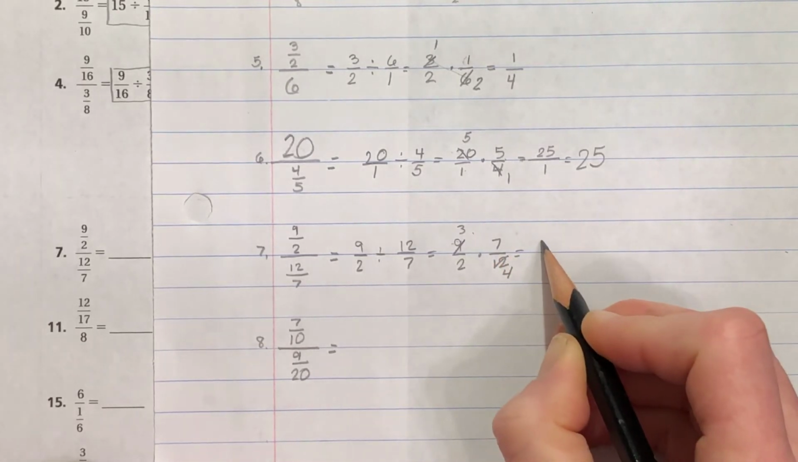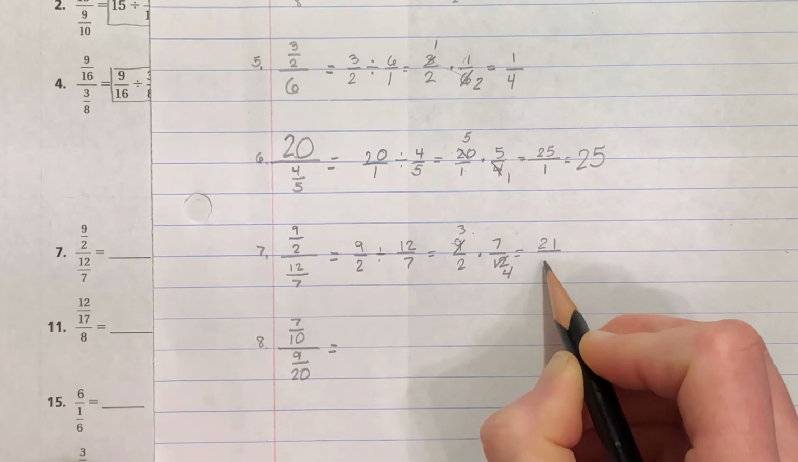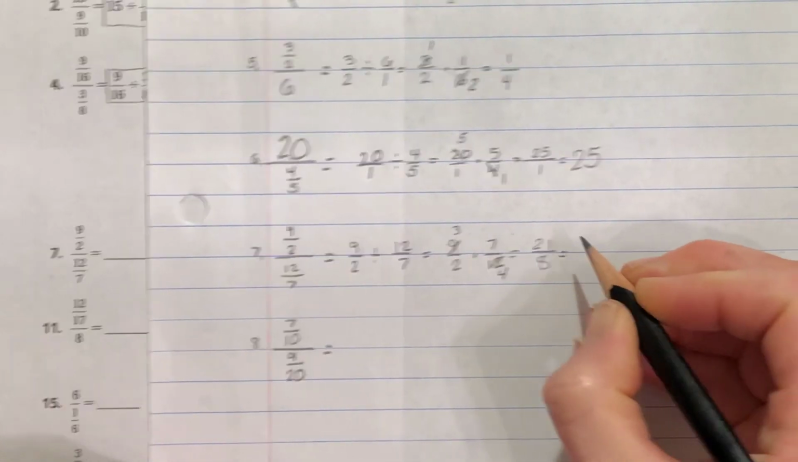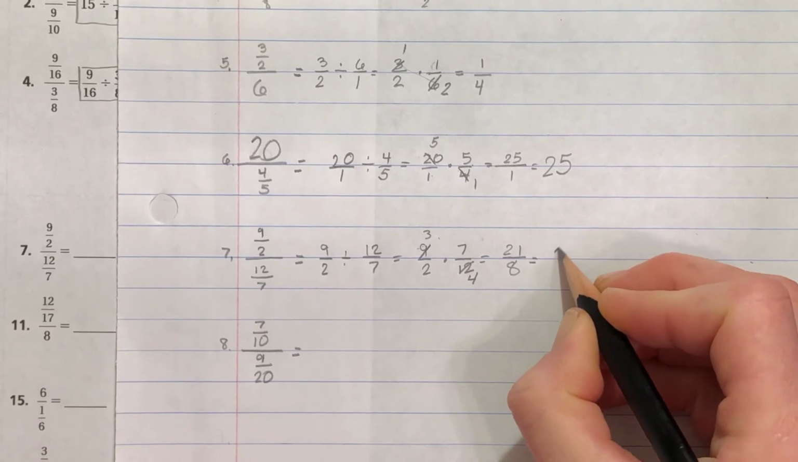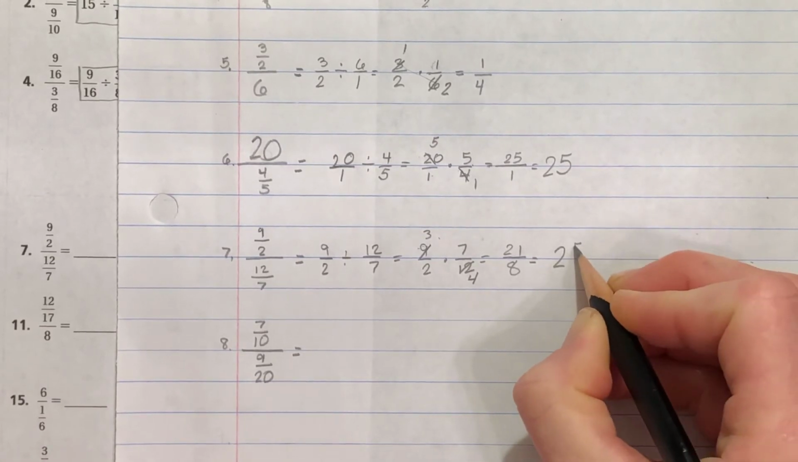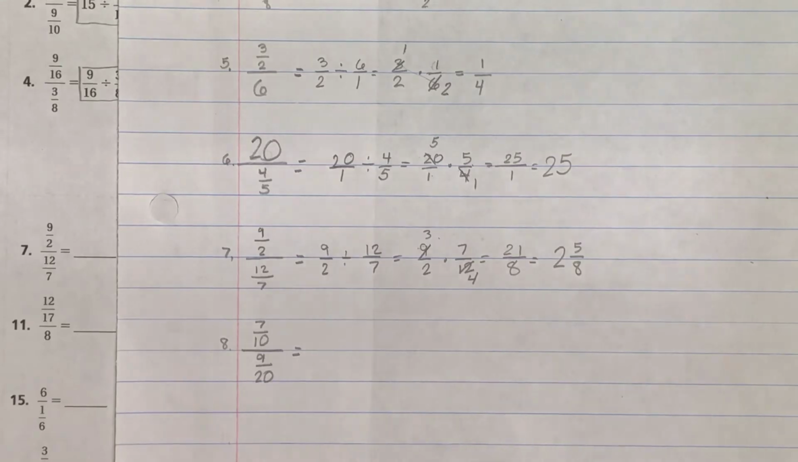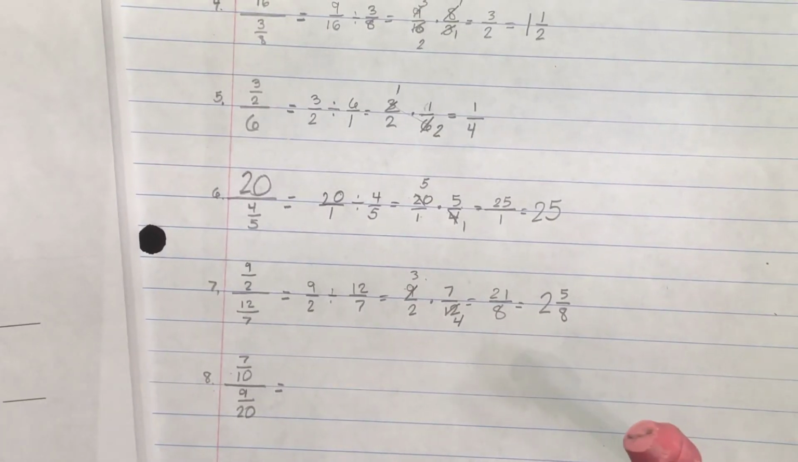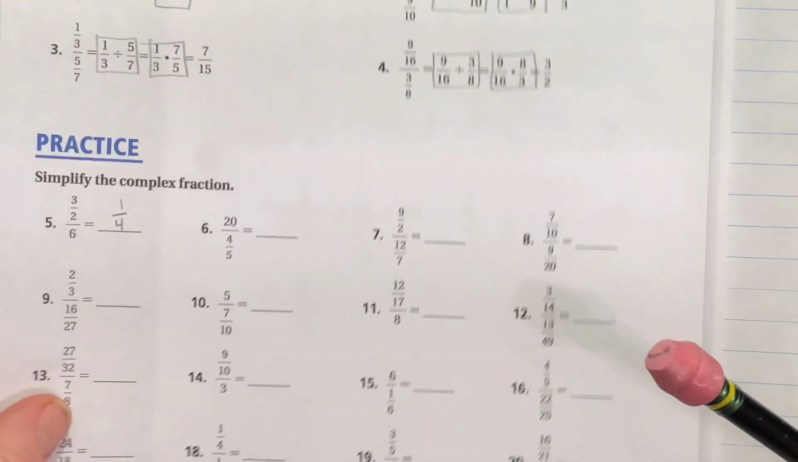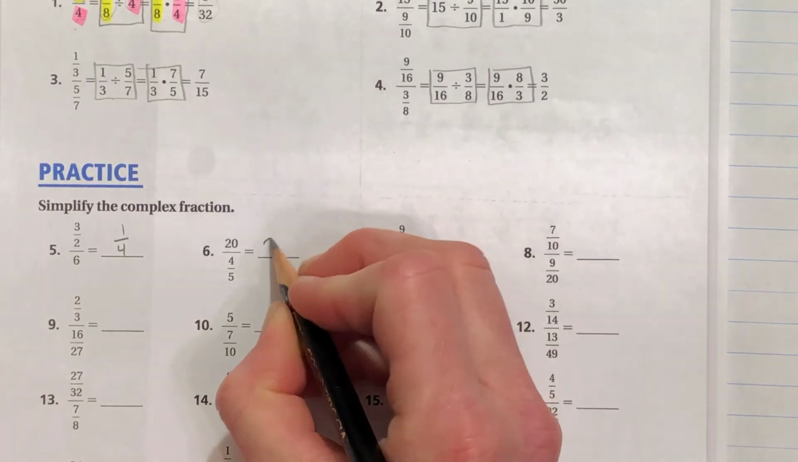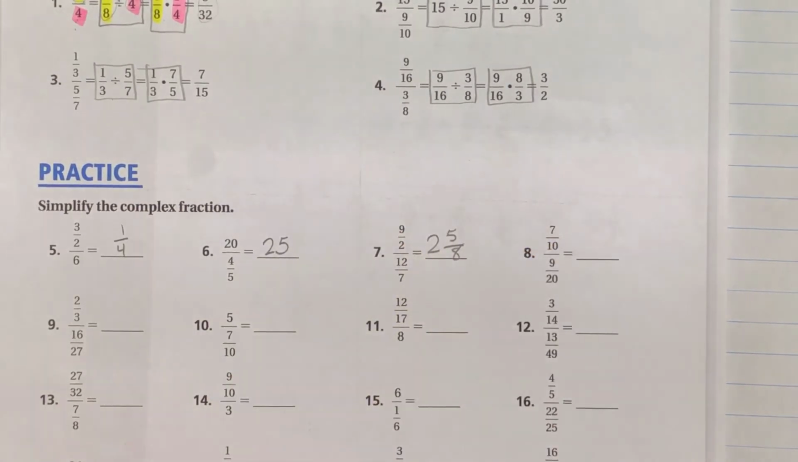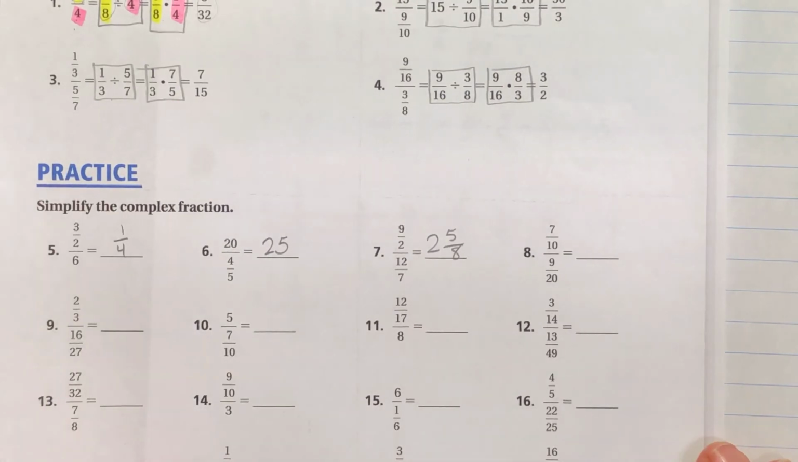3 times 7 is 21. 2 times 4 is 8. And then I will convert that to 2 and 5/8. Let me go ahead and write my answers. Number 6 is 25, 7 is 2 and 5/8. Let's do number 8 together.